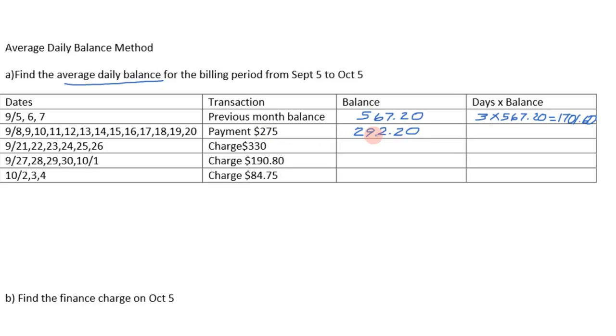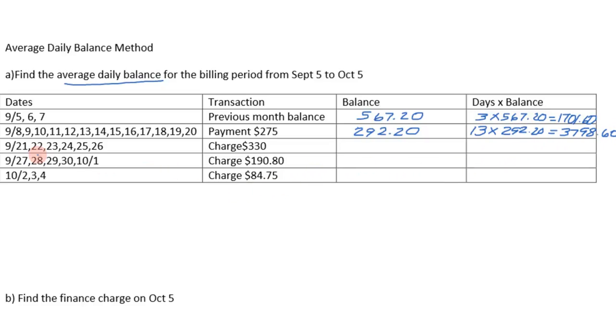And how many days did we have this balance on the card? Well, we didn't. There was not another charge until the 21st of September. So from the 8th to the 20th, you had a balance of $292.20. And so that's 13 days. So you're going to take 13 days times your $292.20 and use your calculator again, and that one is $3,798.60. Okay, there you go.